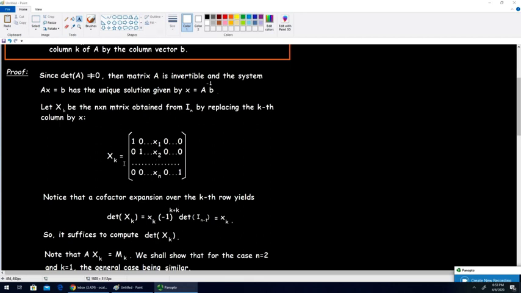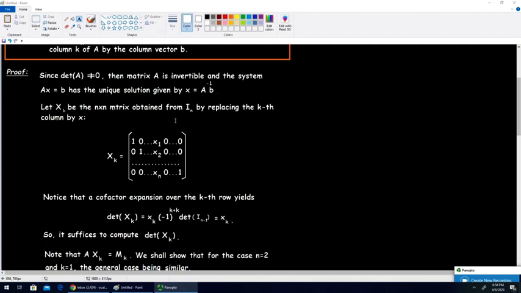So the cofactor means the number of the row plus the number of the column, both of them being equal to k, negative 1 to the power of this sum, times the determinant of whatever minor you get when you remove the kth row and the kth column, and that's nothing but an identity matrix of dimension n minus 1, whose determinant is of course equal to 1. So everything here is equal to 1 but xk, so little xk, the kth component of the solution, is the determinant of the matrix capital Xk. So in order to compute xk, it suffices to find the determinant of this matrix.